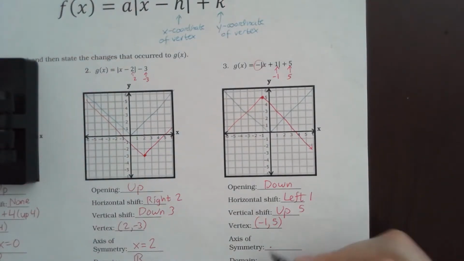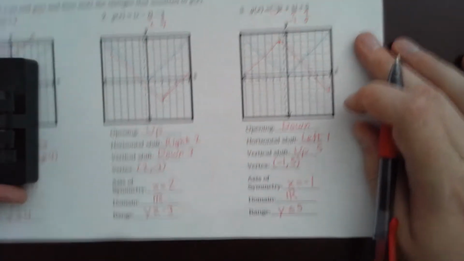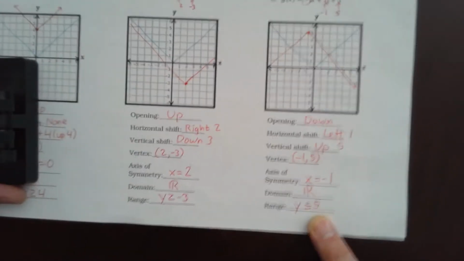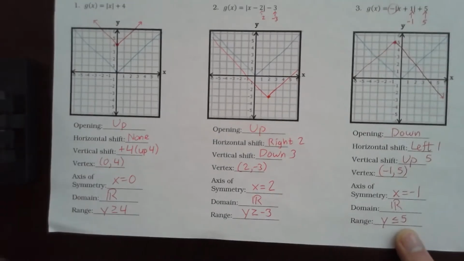Axis of symmetry, we take our x value again. So x is -1. Domain, all real numbers. Range is a little different. We're actually less than or equal to 5. Alright, sorry, let me slide out. Less than or equal to 5. Okay, we can move on to the back side now.